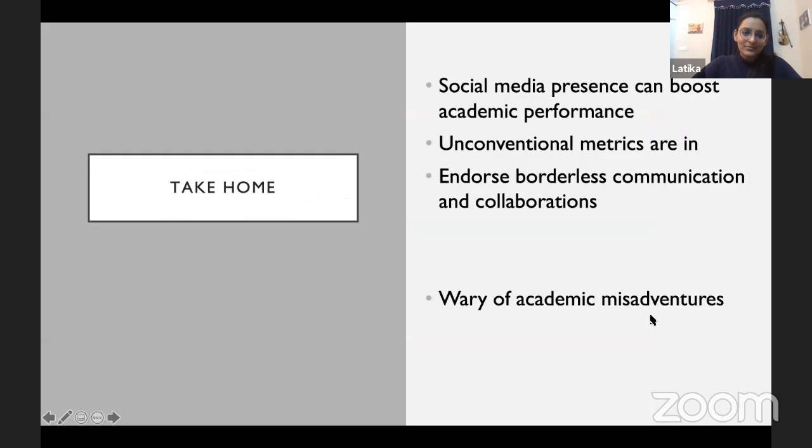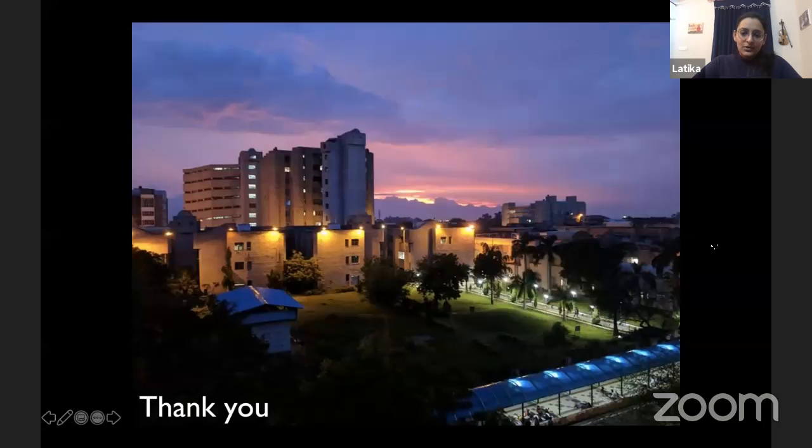So take home for today, the social media presence can boost academic performance, and unconventional metrics are in, so better get used to them. You should endorse borderless communication, especially in the post-COVID era, which has made the world a smaller place. You could collaborate through social media activities, and always be wary of academic misadventures and not land yourself in trouble. Thank you. So this brings us to the end of my lecture, and next we will have Dr. Vinod Ravindran for the next talk.